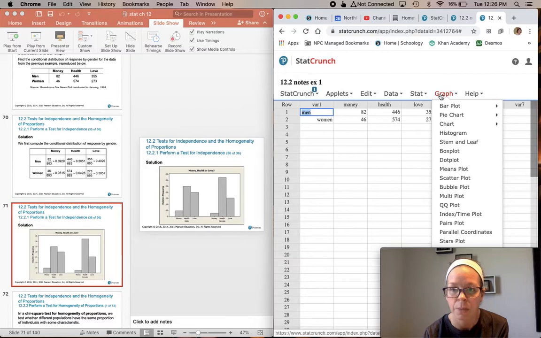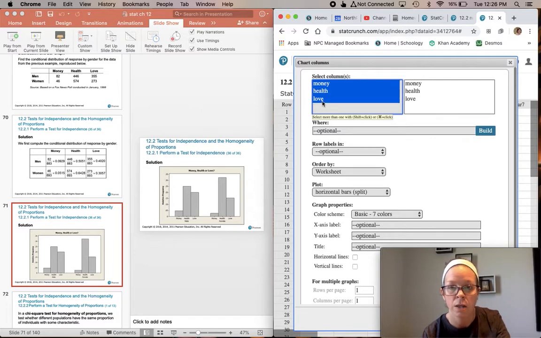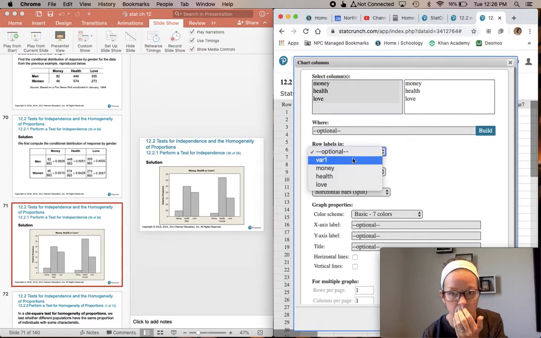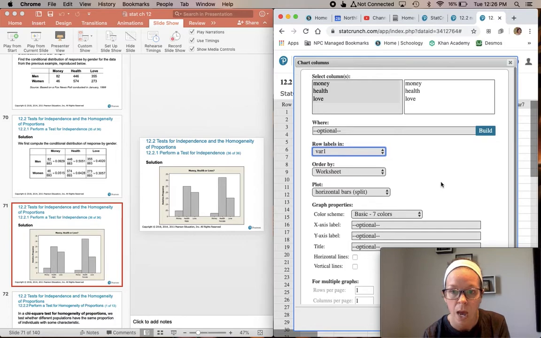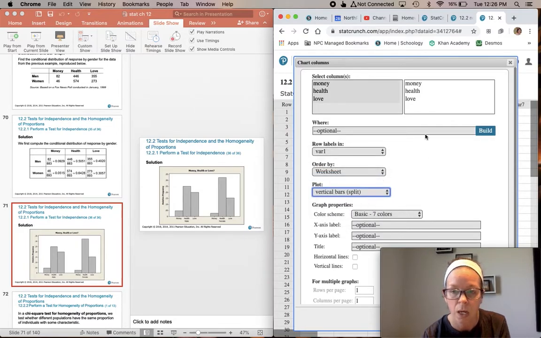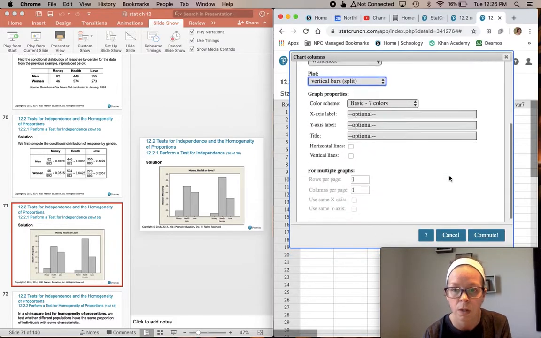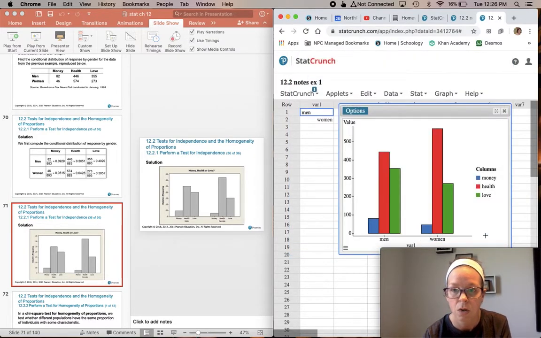Also, a graph is a pictorial way to do that. For the graph, we're going to choose the chart, and I'm going to choose to chart by column. And then I'm going to say, here are the columns, and my row labels are in the var one. And then I prefer mine to be vertical, and I split them. You can play around with those settings and see what you might prefer, but I prefer vertical and I prefer them split.